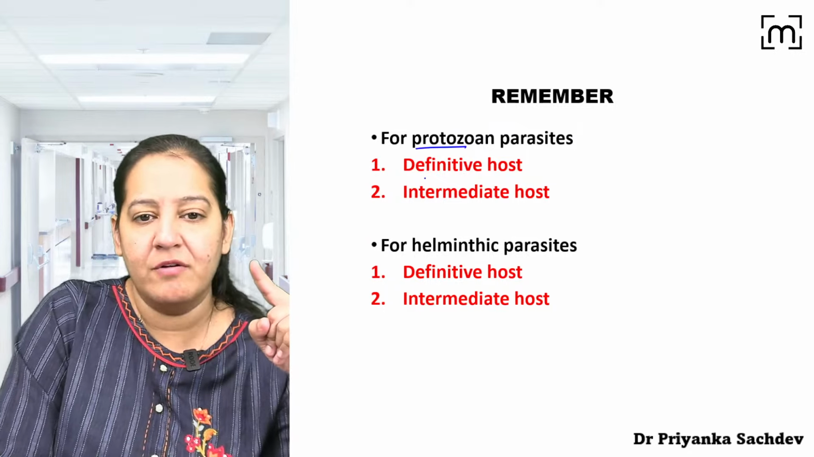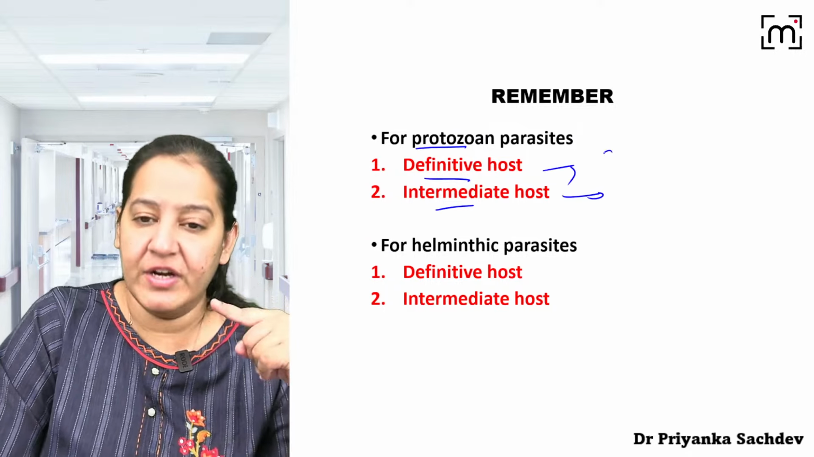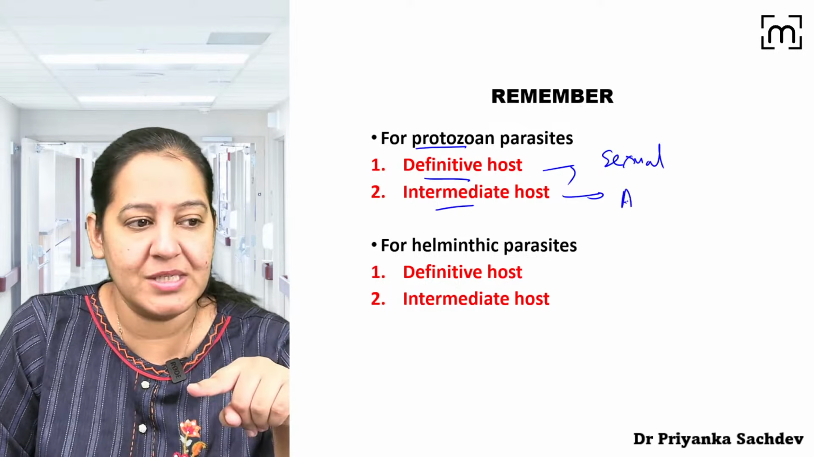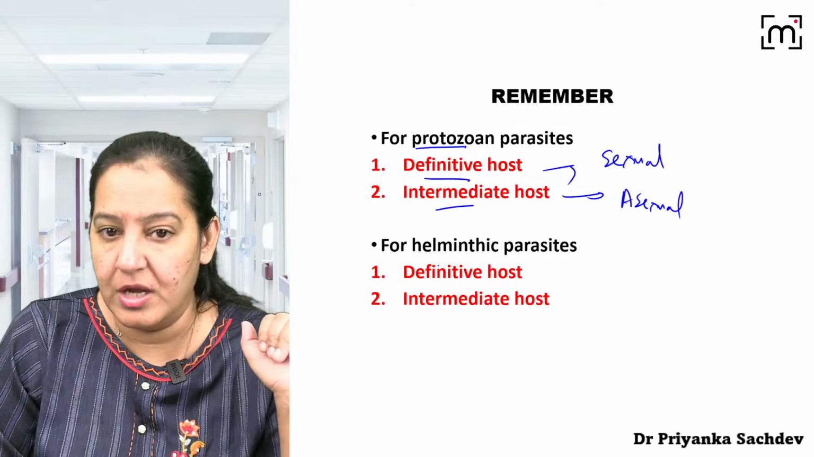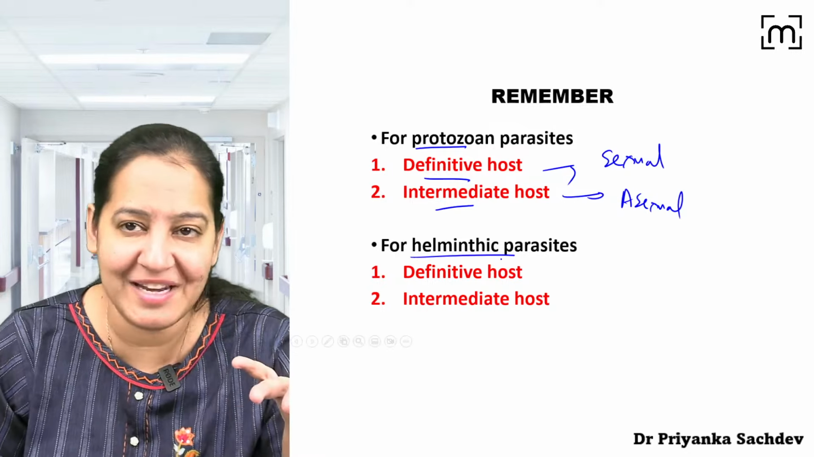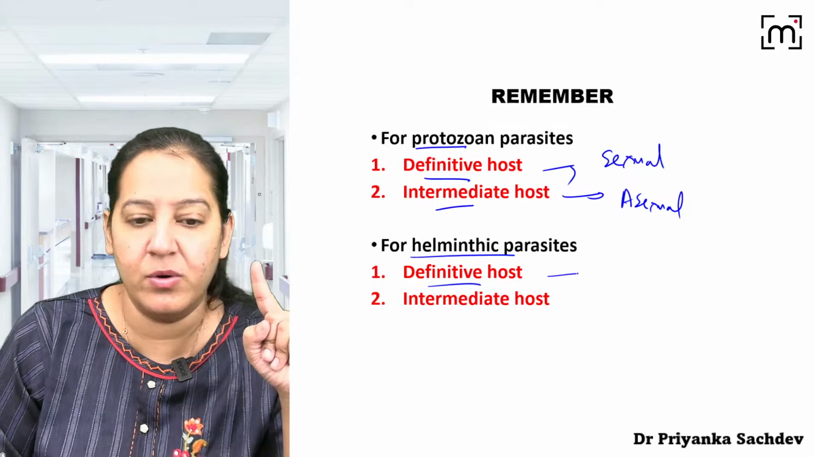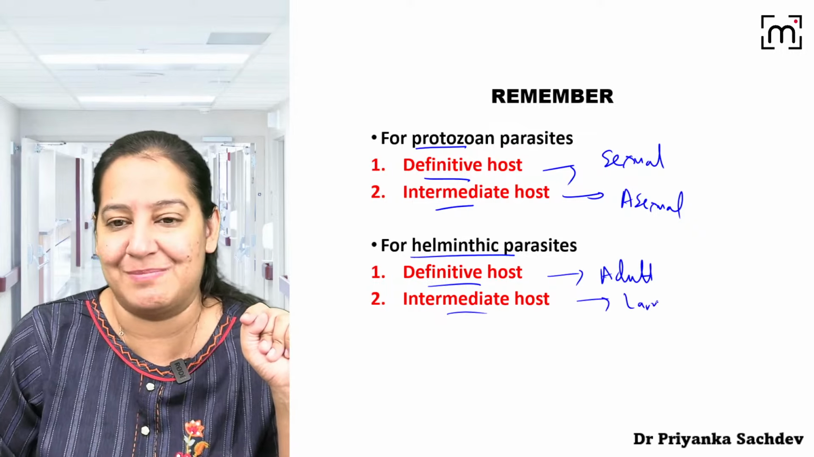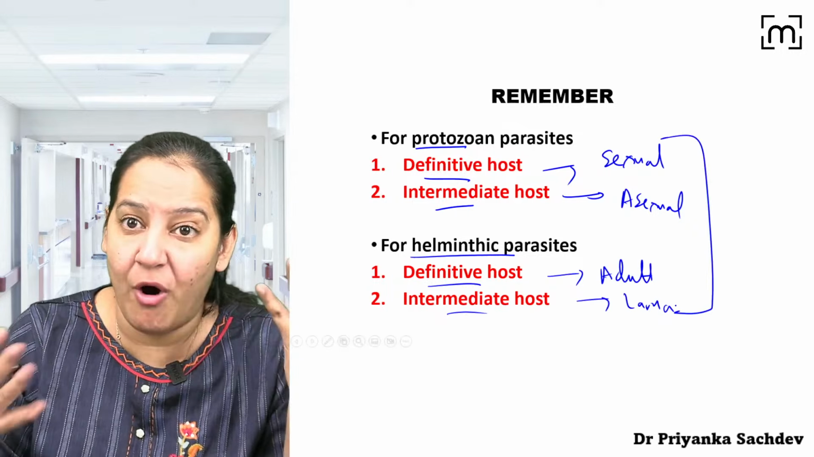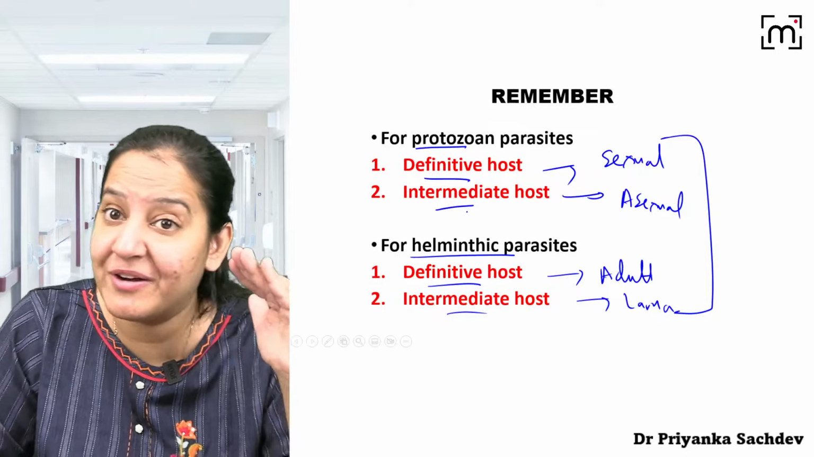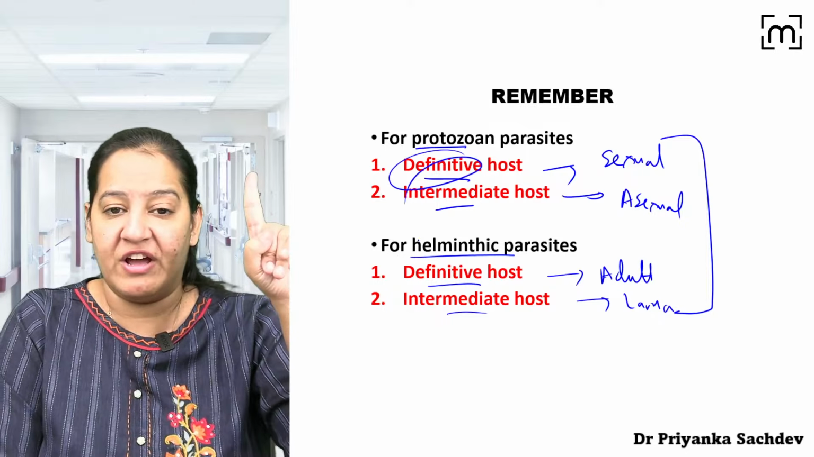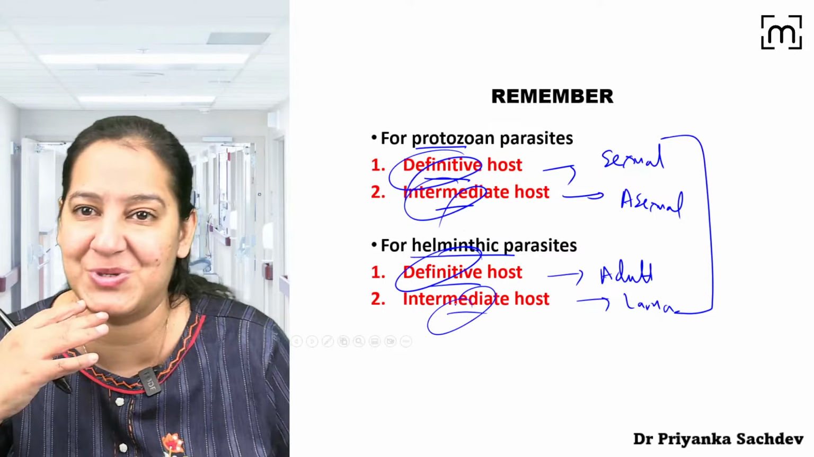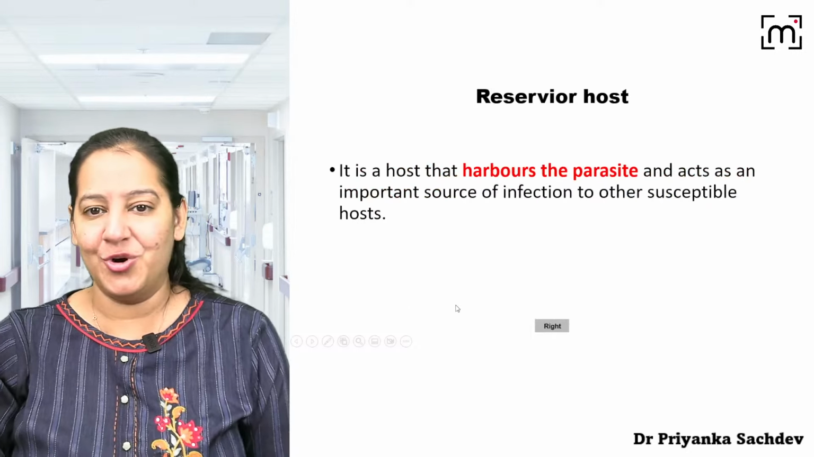So for protozoa, what is the definitive and intermediate host? Definitive host is the one in which the sexual cycle is carried out, and intermediate host is the one in which the asexual cycle is carried out. For helminths or metazoa, helminth and metazoa are the same, the definitive host is the one in which the adult form of the parasite is present, and intermediate is the one in which the larva is present. So don't get confused. Depending on what they are asking in the exam, your concept should be crystal clear. There is not one definition of definitive host, there are two definitions. Intermediate host has two definitions depending on whether it is for protozoa or metazoa, right? So that is the first thing you should know.